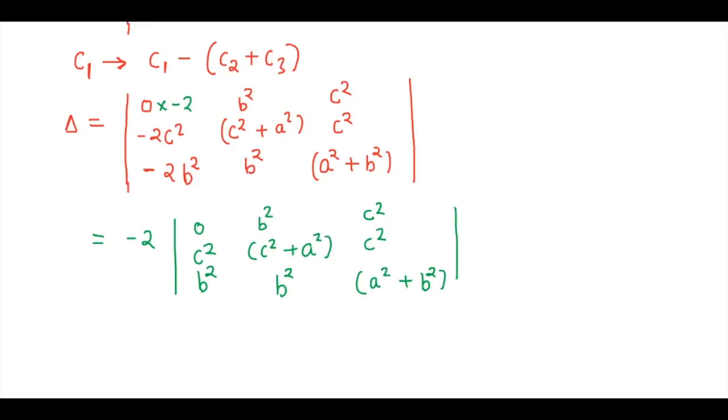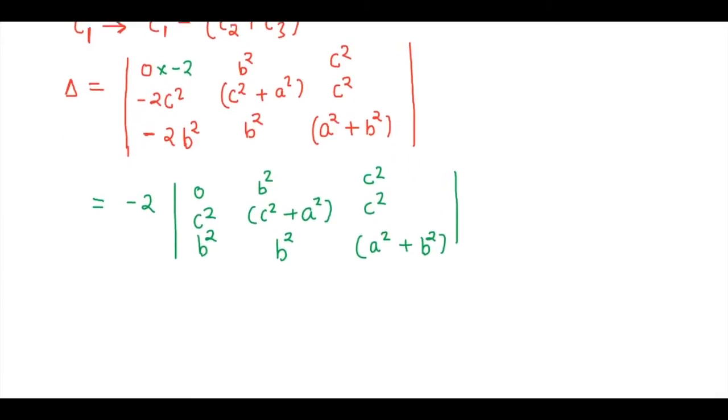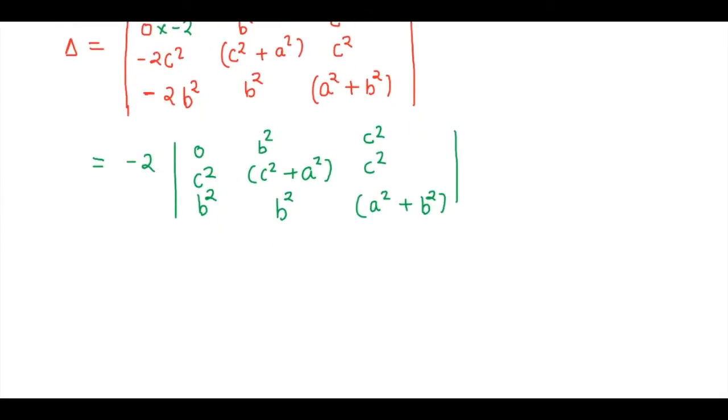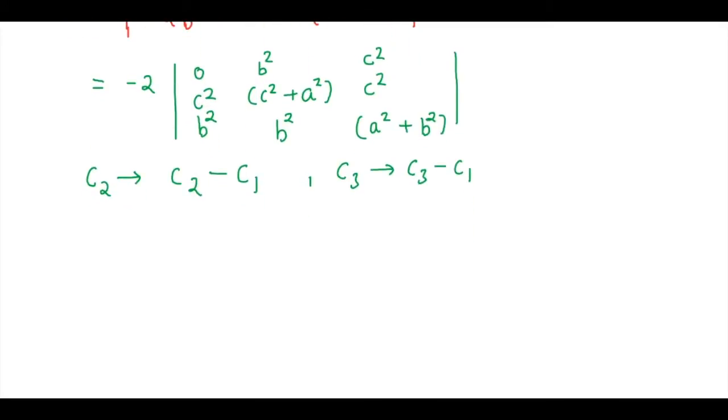Now I'm going to try to simplify a little bit more. I'm going to work with column number 2. With column number 2, I will subtract column number 1, C2 minus C1, and in column number 3 also, in C3, I'm going to do C3 minus C1. So let's apply these steps.